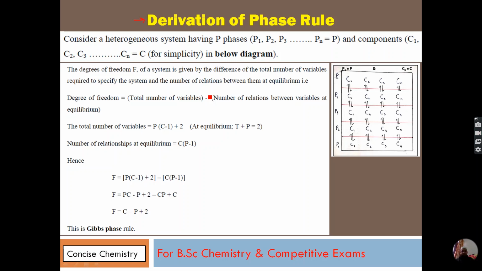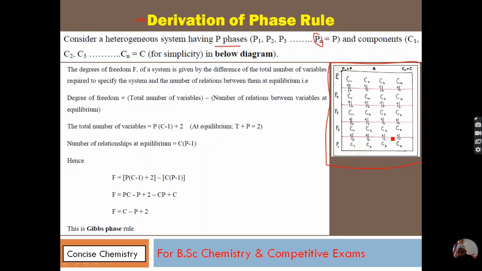Okay? So what I have tried to do here, look at this diagram. There's a diagram. This is a thermodynamical system. This system, he says, let's consider a heterogeneous system. Heterogeneous we have already discussed, many phases. It has P number of phases. So basically the total number of phases is Pn.